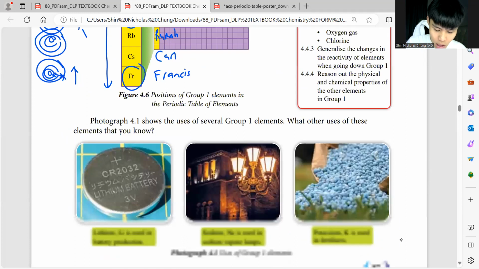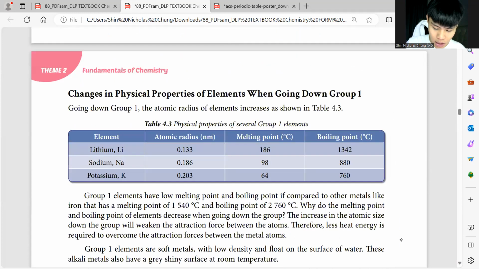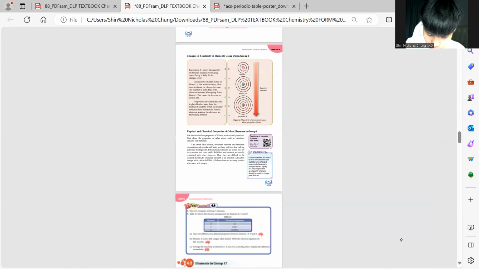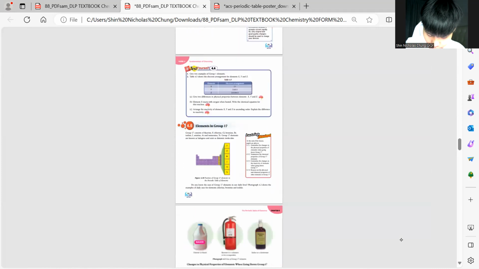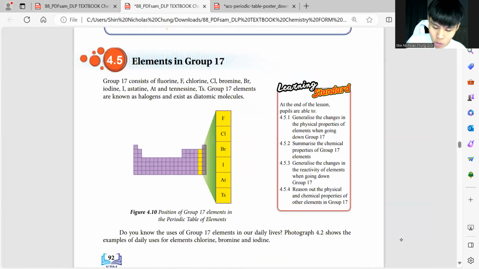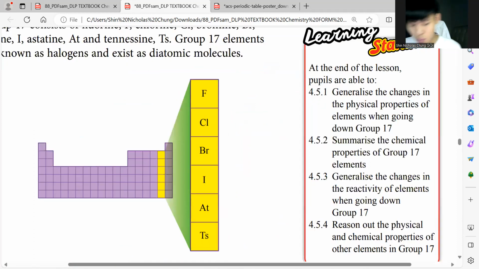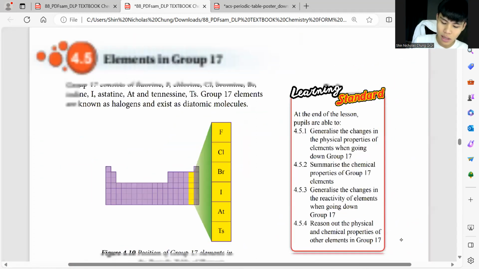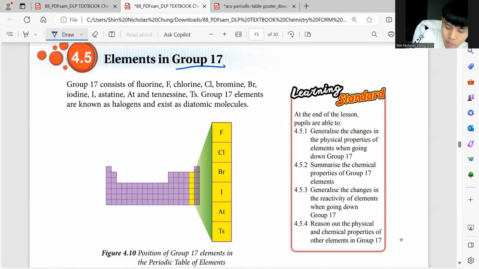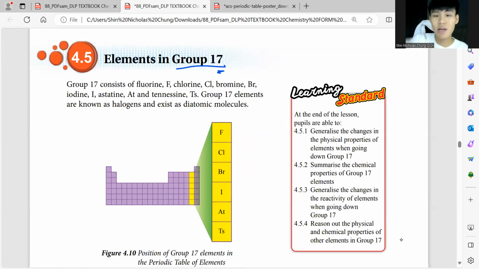Now we go to group 17. Group 17 is reactive. How do you know group 17 is reactive? You look at the group first. Group 17 means how many valence electrons? 7. Just now group 18 had 8 valence electrons, group 1 has 1 valence electron, and group 17 has 7 valence electrons.